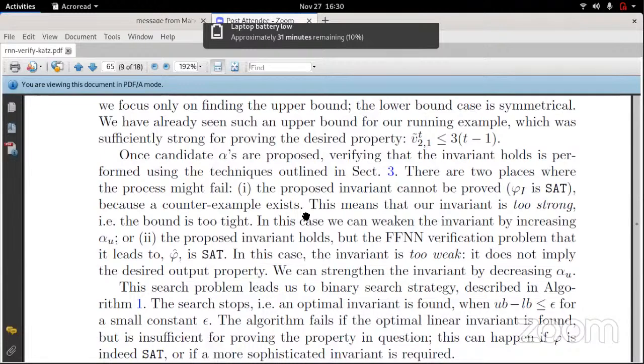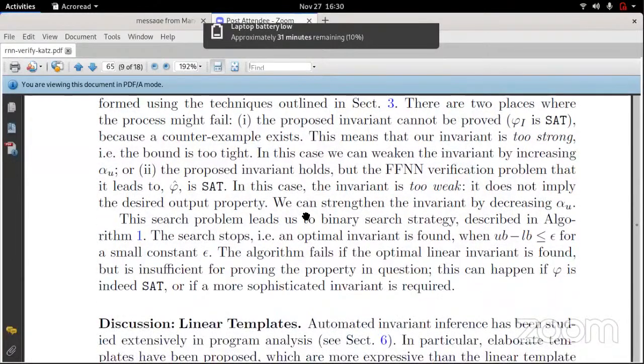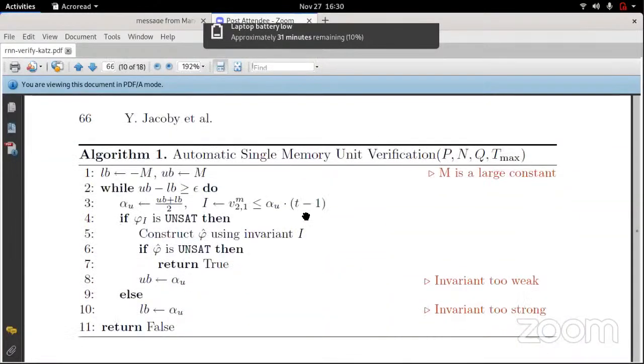The point is that this itself is good enough for a class of RNNs. So this is the algorithm that they are proposing. Okay. So they start with some large upper and lower bound. And then while these upper and lower bounds do not converge to something small enough, they keep doing this check.